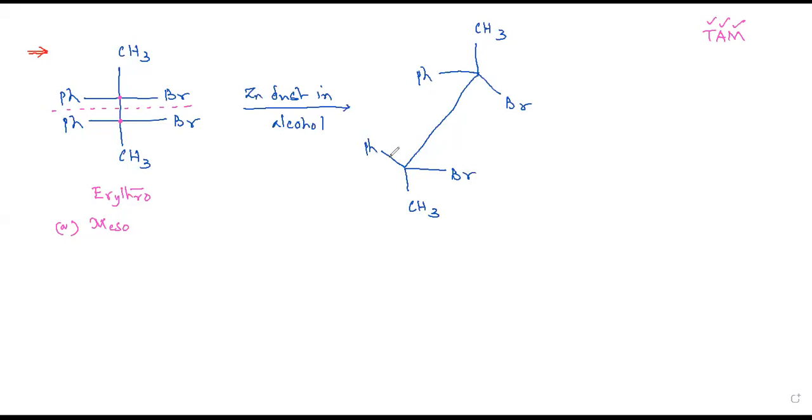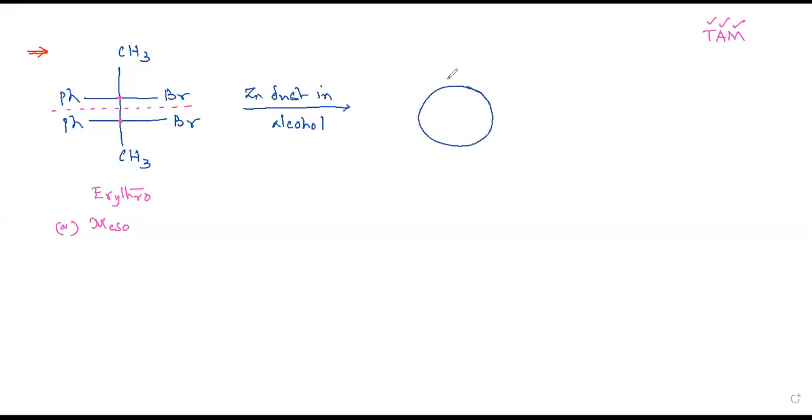See, they need to be in anti-periplanar geometry. I think it's better if we go with Newman. Let me give you that only. That can be shown clearly. No problem with this also, it's okay, but that will be a little more convenient.